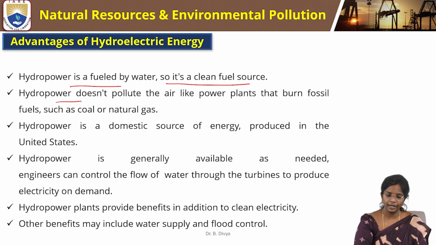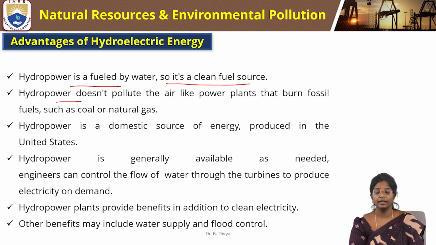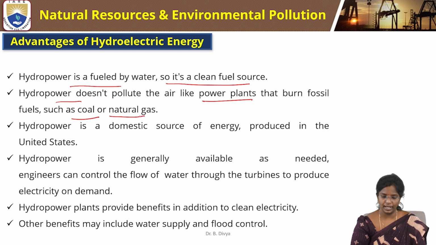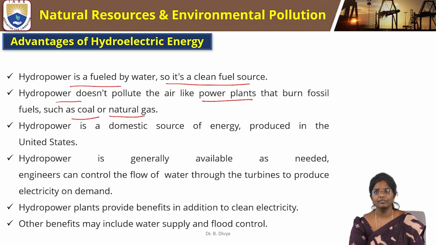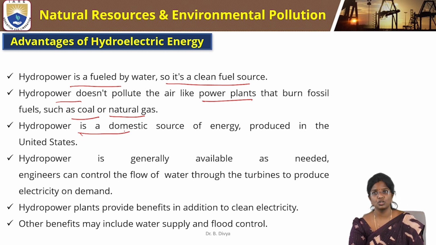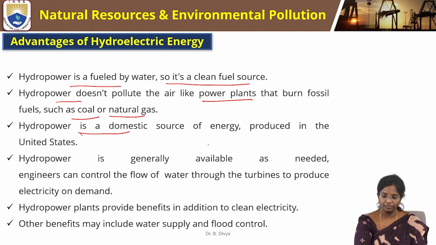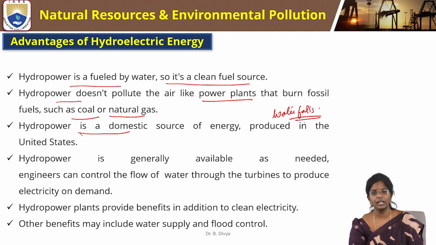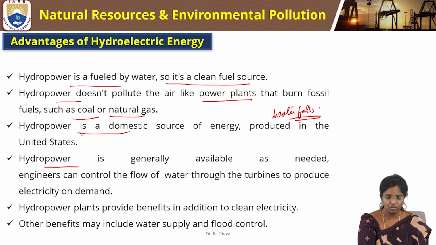Hydropower doesn't pollute the air like power plants that burn fossil fuels such as coal or natural gas, which we have already discussed. Then, hydropower is a domestic source of energy produced in the United States. Why? Because they have a lot of waterfalls, so hydropower generation is very high in the northern countries or European countries, because of these waterfalls that are available, when compared to the Asian countries.